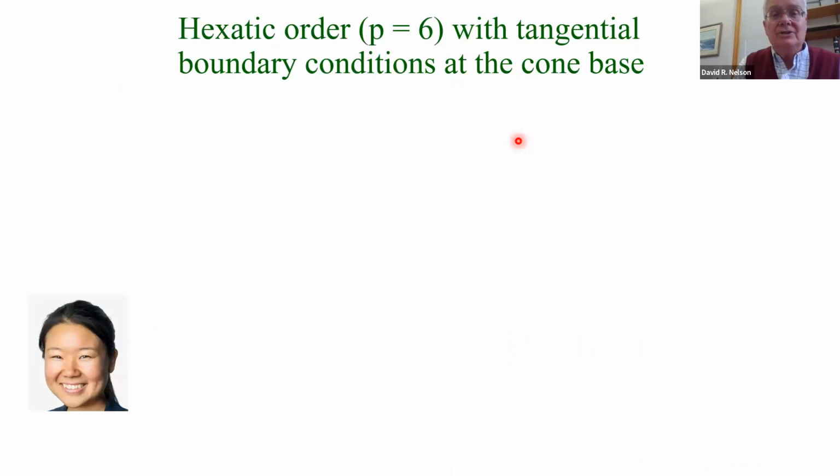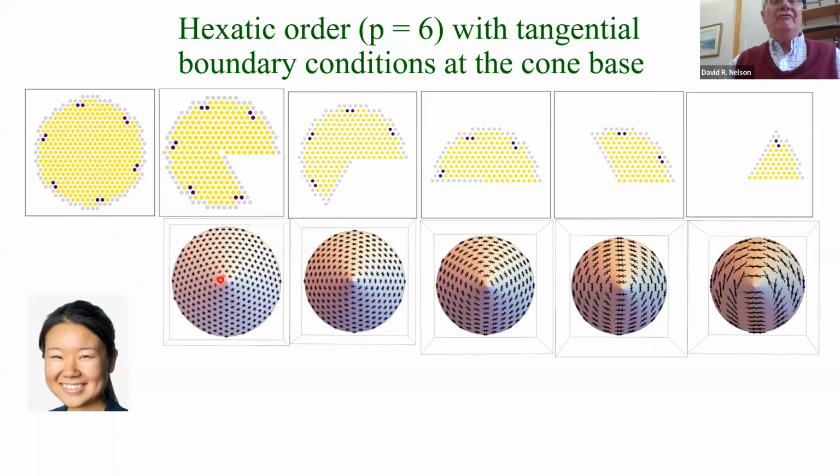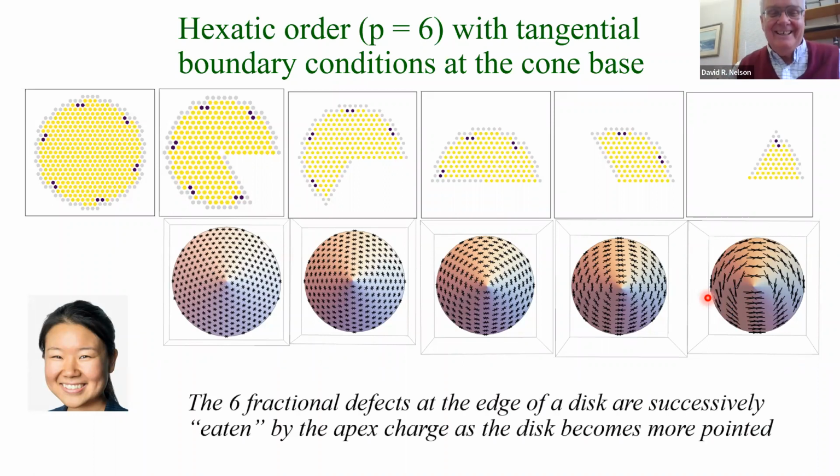And here's eating more systematically for hexatic order on a cone. This is what we've already seen for a disk. And these are cones with a 6-fold hexatic order parameter in a Mayer-Salpa model. You can see that you start off with 6 defects, and then you go to 5, 4, 3, 2, 1. These defects are attracted to the positive Gaussian curvature of the cone, and they get eaten, but not all of them. And so these 6 fractional defects are eaten up.